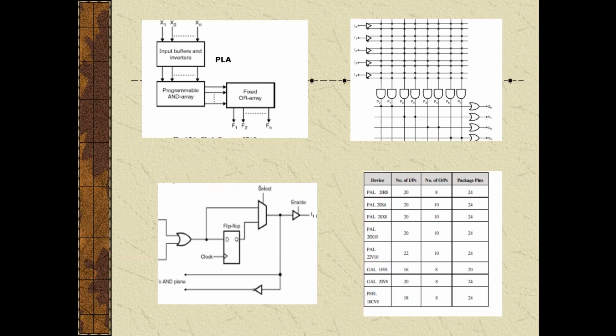In most PLAs, additional circuitry is added to the fixed OR gate array, popularly known as a macrocell, and the flexibility provided by a macrocell is given in this figure. And these are the commercially available PLDs. Some of the commercially available PLD ICs with their features are shown in this table.